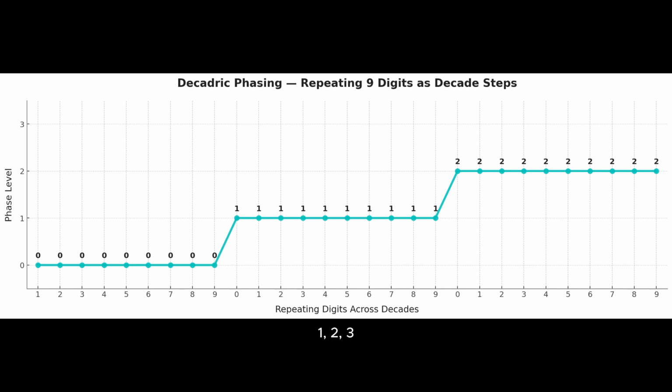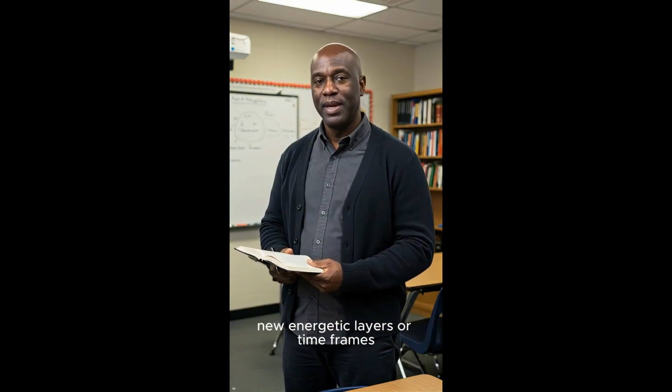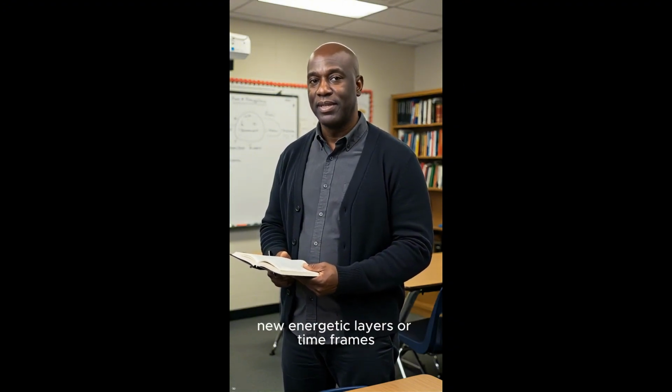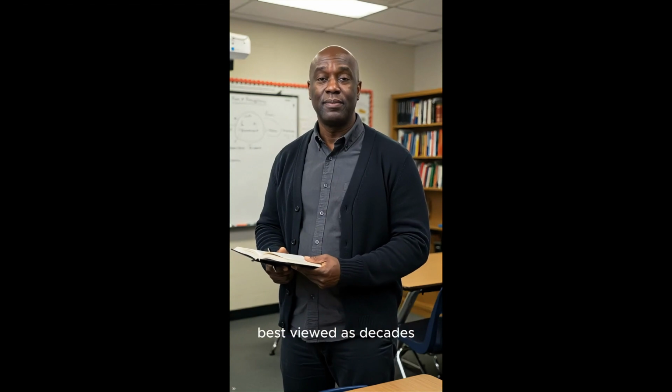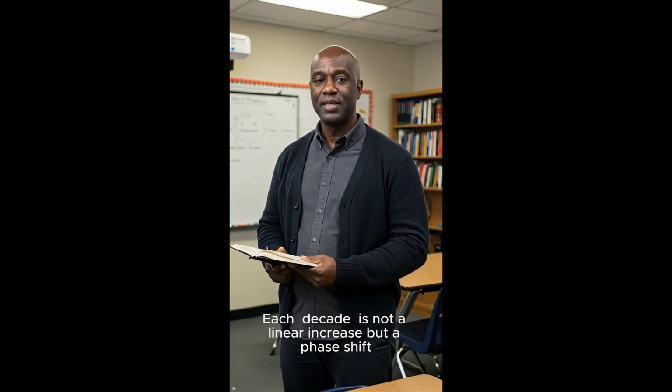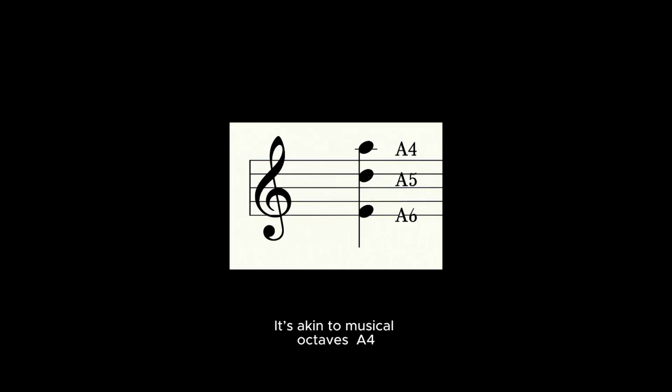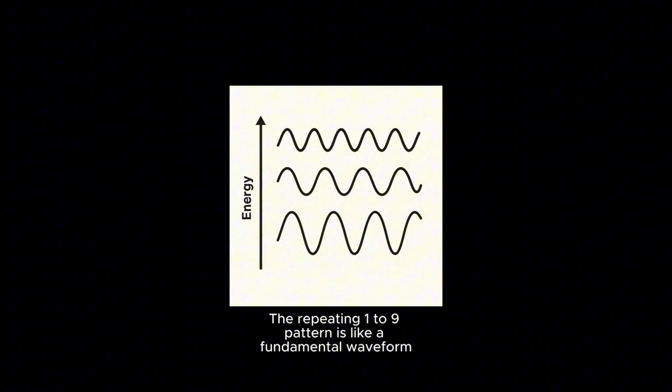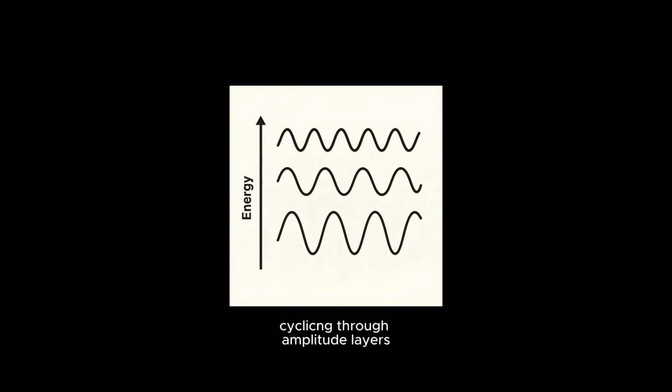They are phases 1, 2, 3, and so on, new energetic layers or time frames, each with states 1 to 9, best viewed as decades. Each decade is not a linear increase, but a phase shift. It's akin to musical octaves, A4, A5, A6, all A notes but different frequencies. The repeating 1 to 9 pattern is like a fundamental waveform, cycling through amplitude layers.